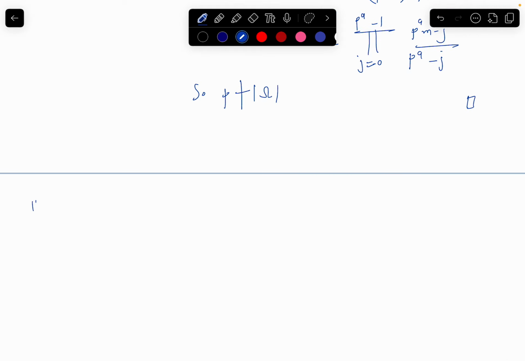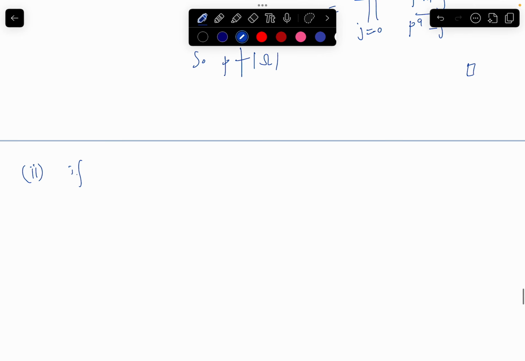So now we will show Sylow's second theorem also holds. So we have to show that any two Sylow subgroups are conjugate. Instead of that, what we will do is try to prove something much stronger.